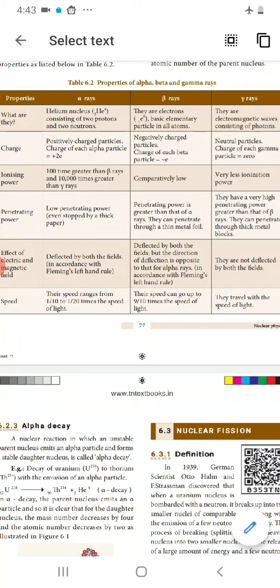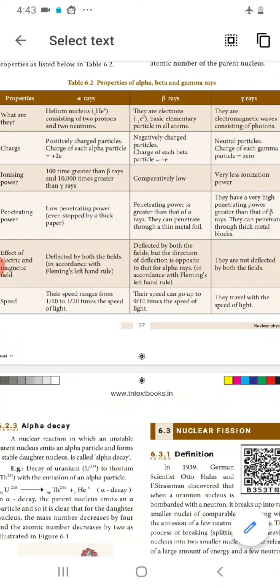Speed. The speed of alpha rays ranges from 1 by 10 to 1 by 20 times the speed of light. The speed of beta rays can go up to 9 by 10 times the speed of light. Gamma rays travel with the speed of light. Is it clear, children? So once again I repeat.